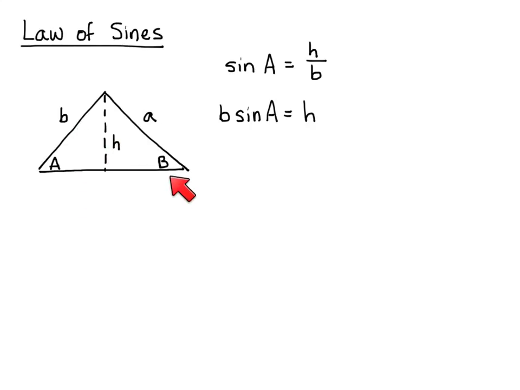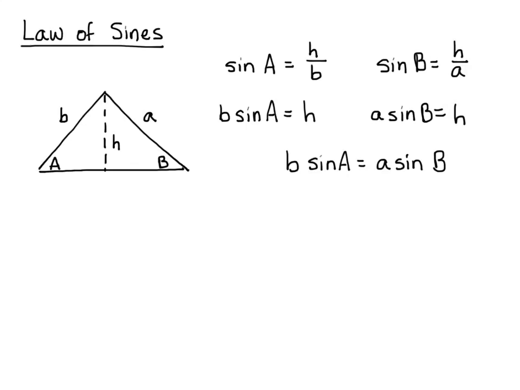And so if we multiply both sides by b, we get b times the sine of A equals h. If I do the same thing for the sine of B equals h over a, multiply both sides by a, and so we get another expression, a sine B equals h. So if I make those two equal to each other, because h is h, and I divide both sides by b and divide both sides by a, I get the sine of A over a equals the sine of B over b. Now, remember, there was nothing special about a, b, and c.